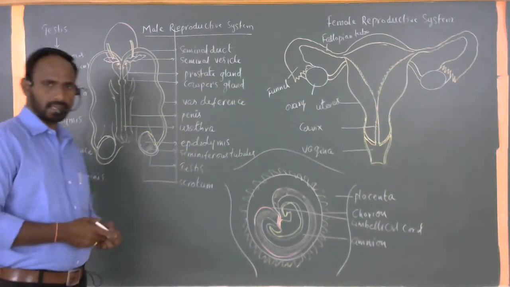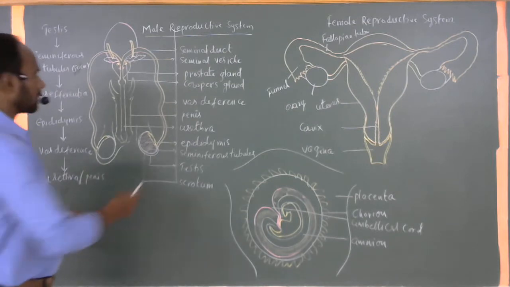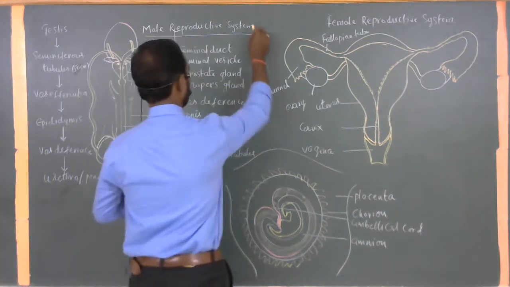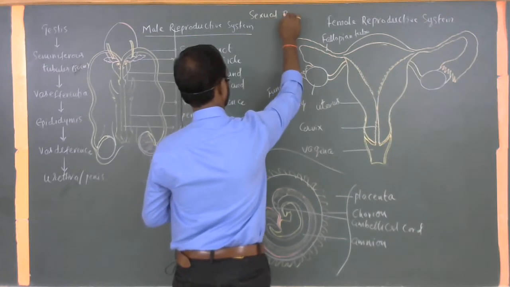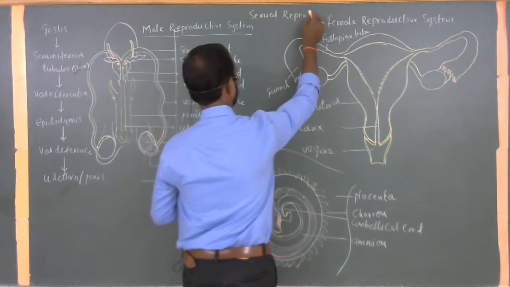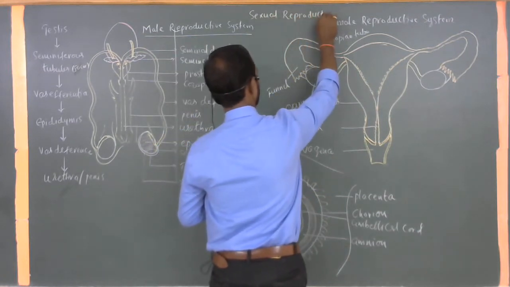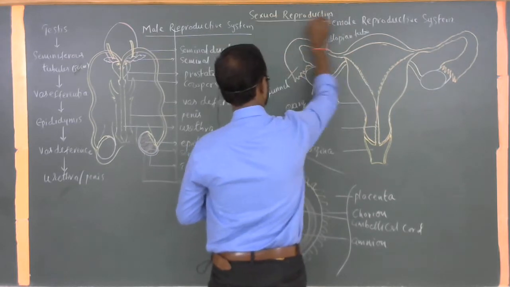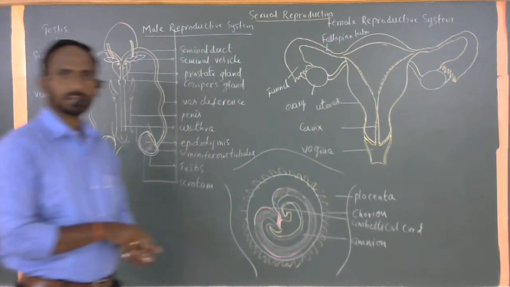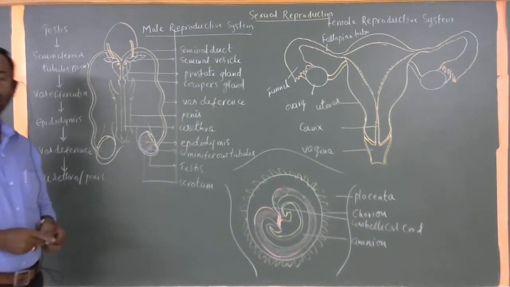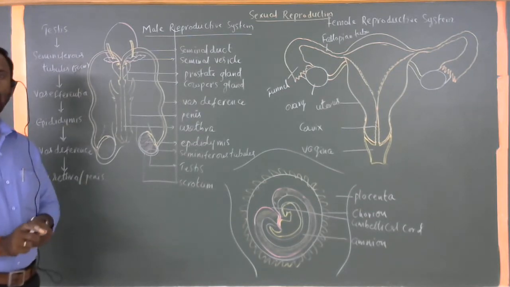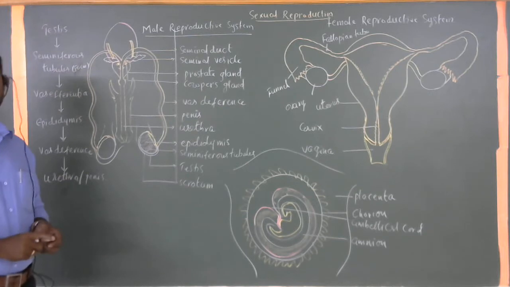here gametes are involved in this process. Okay. So now the topic is called sexual reproduction. As the name indicates, sexual reproduction means involvement of gametes. Gamete involvement clearly occurs in the process of sexual reproduction.